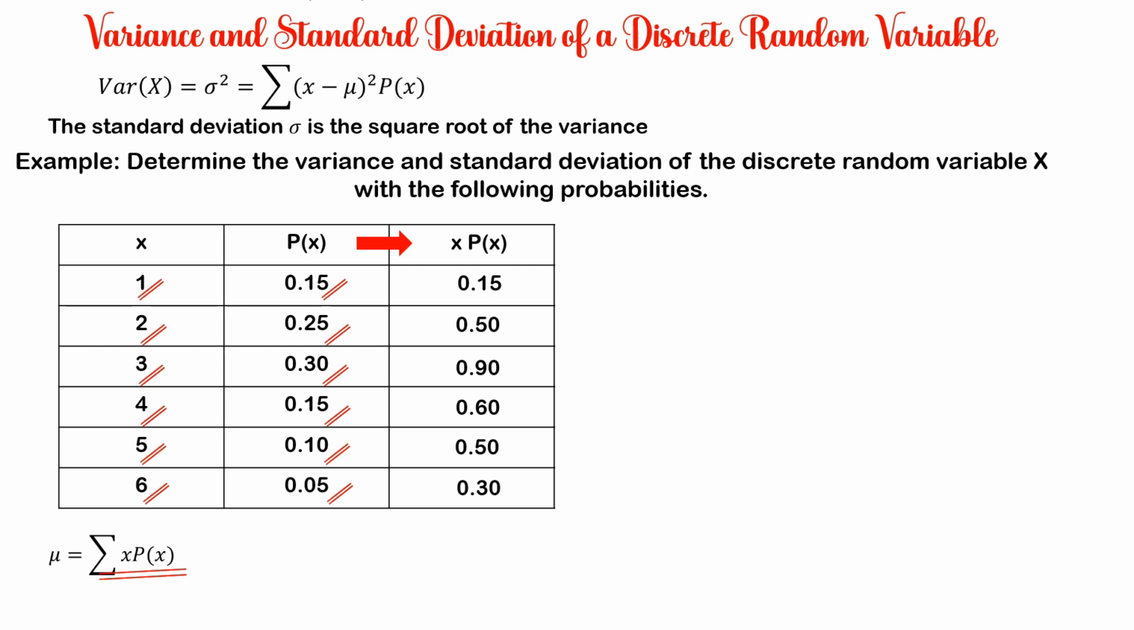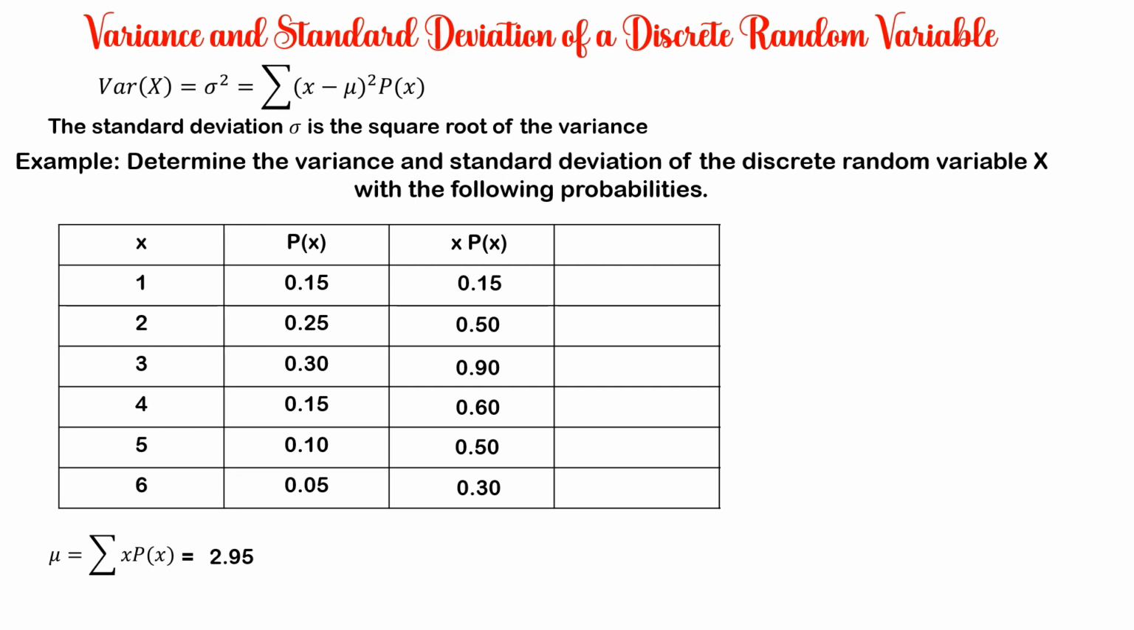And how are we going to solve now the mean of these values? That is, by getting the sum of all the results. We have 0.15 plus 0.50 plus 0.90 plus 0.60 plus 0.50 plus 0.30, and we can have the result as 2.95. Therefore, the mean value of our discrete random variable is equal to 2.95.